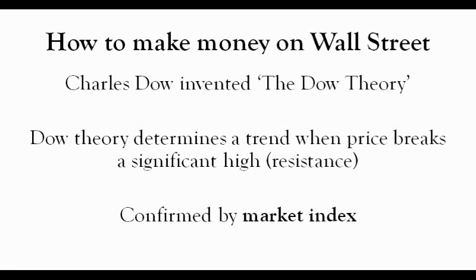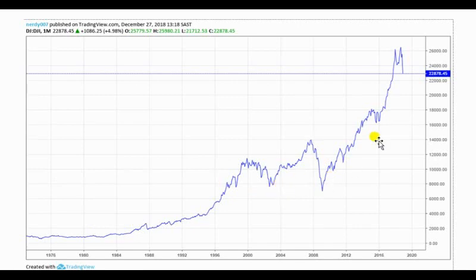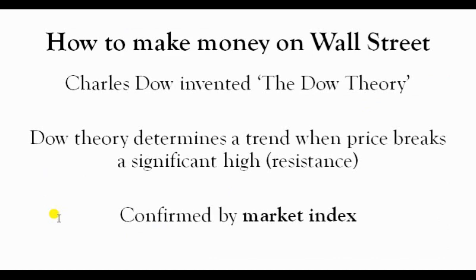Right there we're just looking at the Dow Jones index, and this is what we use to measure what is happening on Wall Street, what is happening in the whole world's economy. We have that because of Charles Dow and Dow theory. So the Dow theory is very important in understanding how to actually trade.